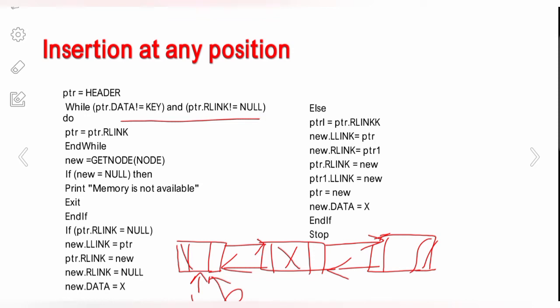Okay. So what will happen here? The pointer will point to the right side of the linked list. So it will point to the next one. Okay. So now here new equals to get node of node. So we are going to create a new node here.